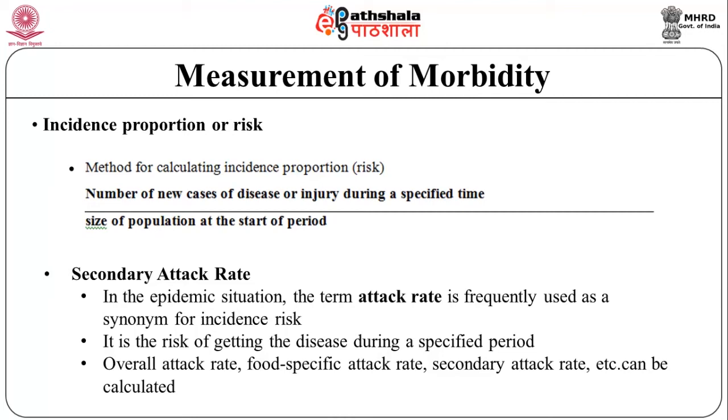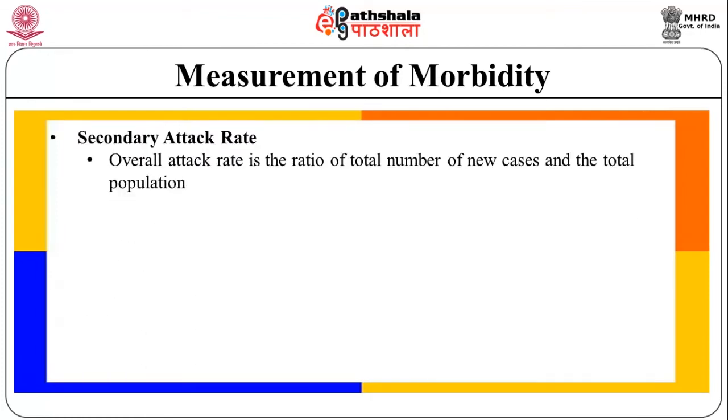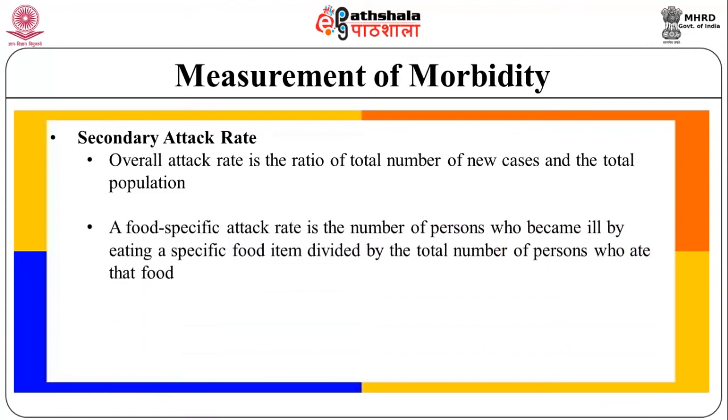Overall attack rate, food-specific attack rate, secondary attack rate, etc. can be calculated. Overall attack rate is the ratio of the total number of new cases and the total population. A food-specific attack rate is the number of persons who became ill by eating a specific food item divided by the total number of persons who ate that food.